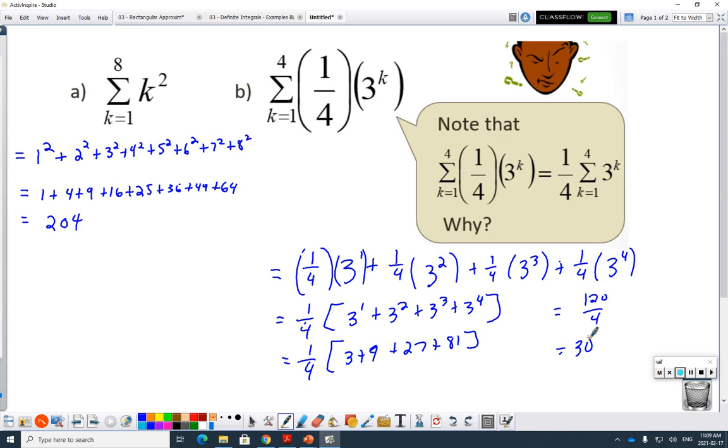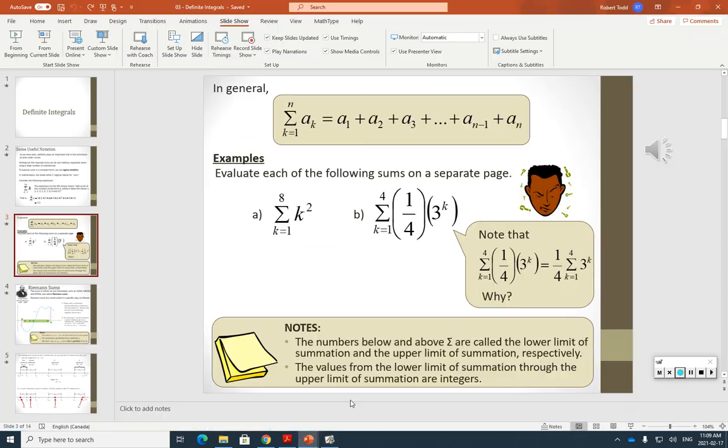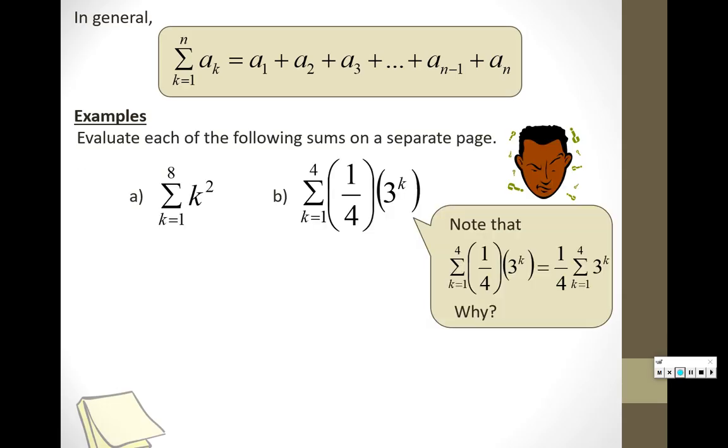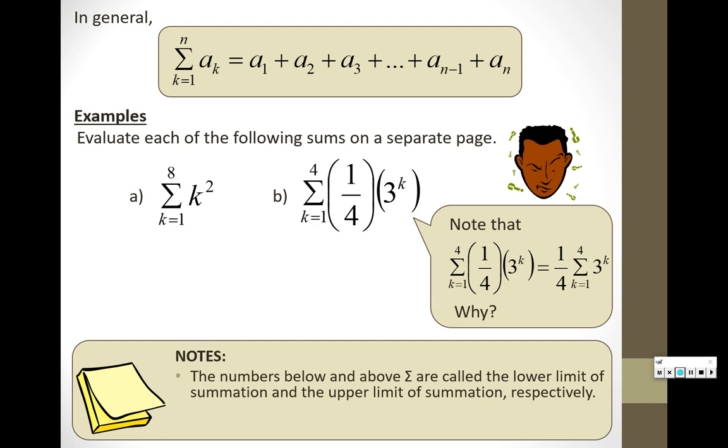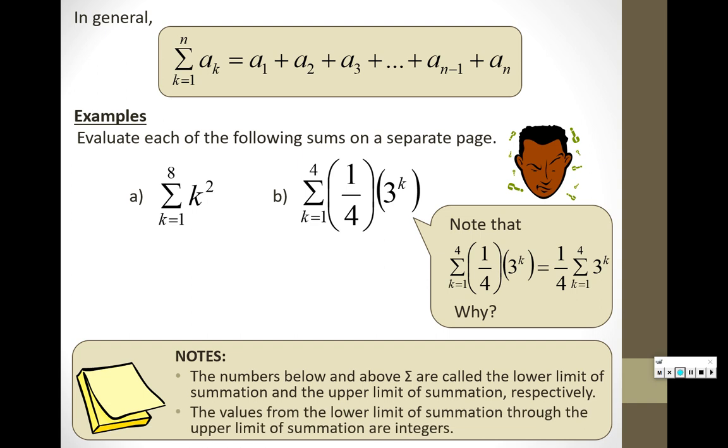Notes. The numbers below and above the sigma are called the lower limit of summation and the upper limit of summation, respectively. Okay? The values from the lower limit of summation through the upper limit of summation are integers. So we always go 1, 2, 3, 4, 5.